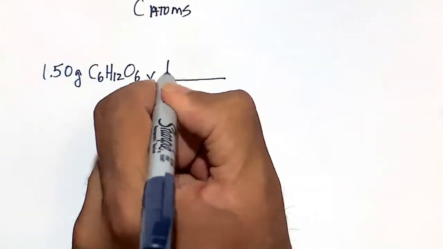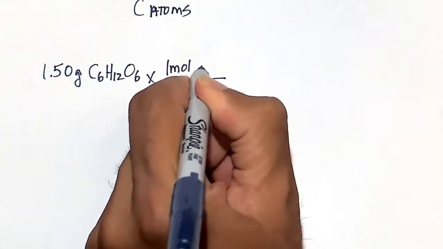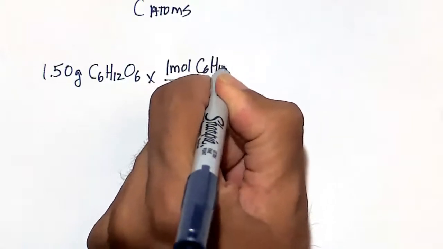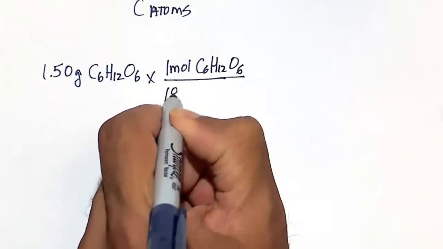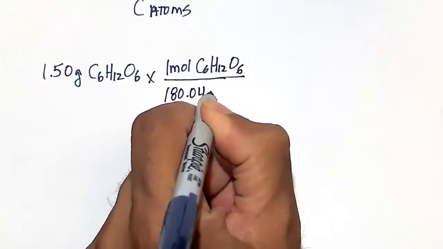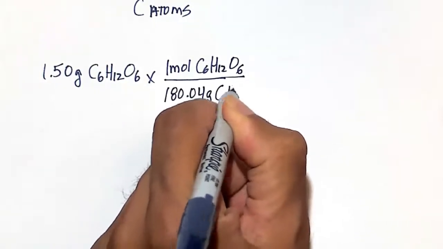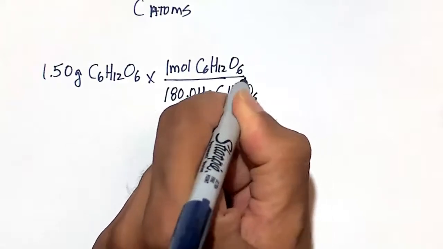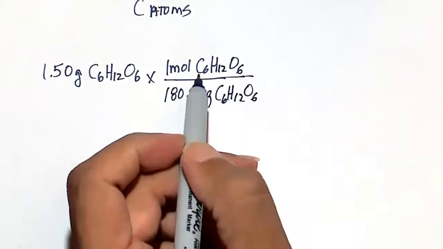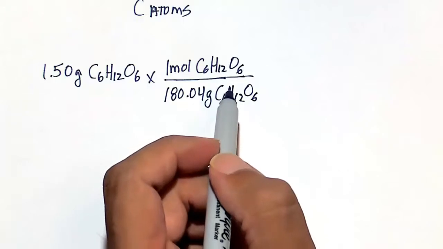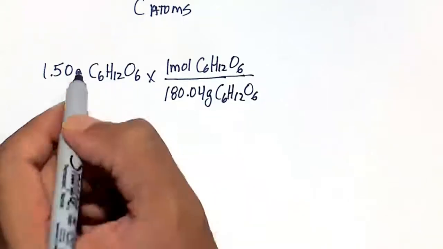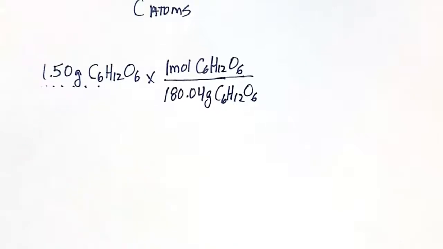Okay, so go ahead and convert that to moles. 1 mole of C6H12O6 is about 180.04 grams of glucose. So remember, carbon is about 12.01, hydrogen is about 1.01, oxygen is about 16.00. So this is what we're given to start out the problem.